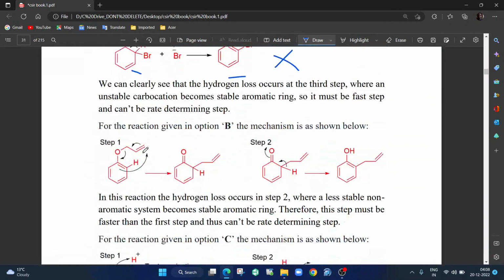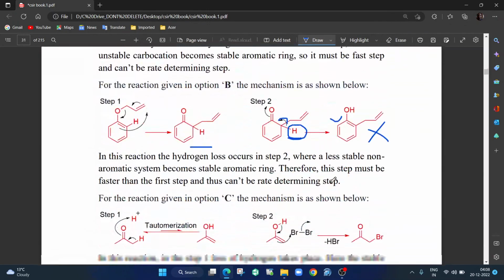Second one is a sigmatropic rearrangement. So this comes here, this comes here, and this comes here, and you are getting this. So what happens in the first step? From a stable species you are getting an unstable species, right? Because it was an aromatic system, now you have made it a non-aromatic system, but hydrogen is not touched at all. So this has to be the slowest step. The second step is from the unstable ketone, it is again becoming aromatic. So this has to be fast. So this cannot be the slowest step, and here is where hydrogen is lost. So this cannot be the rate determining step. So this also cannot show primary kinetic isotope effect.